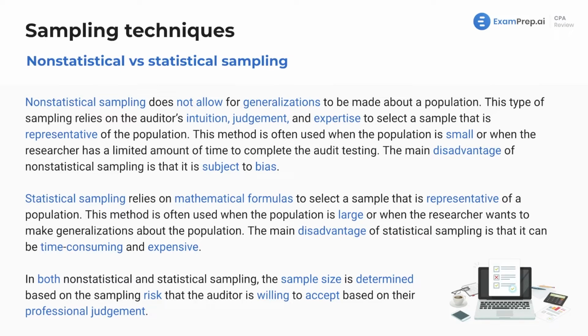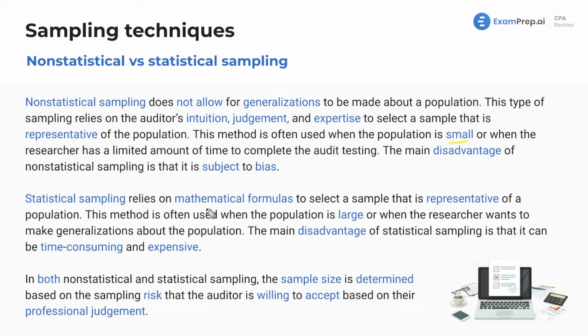Now, non-stat versus stat. First, non-stat does not allow for generalization to be made about the population. If you are going to test all of the expense transactions throughout the year, that is going to require a generalization that they are all the same, that they are all expense entries. Non-stat sampling does not allow for generalizations, and as such, it's going to be used for smaller populations or when you have a limited amount of time to complete the audit testing. This is subject to bias because it is non-statistical sampling. When you do have numbers, mathematics, calculations, there's a lot less room for bias there.